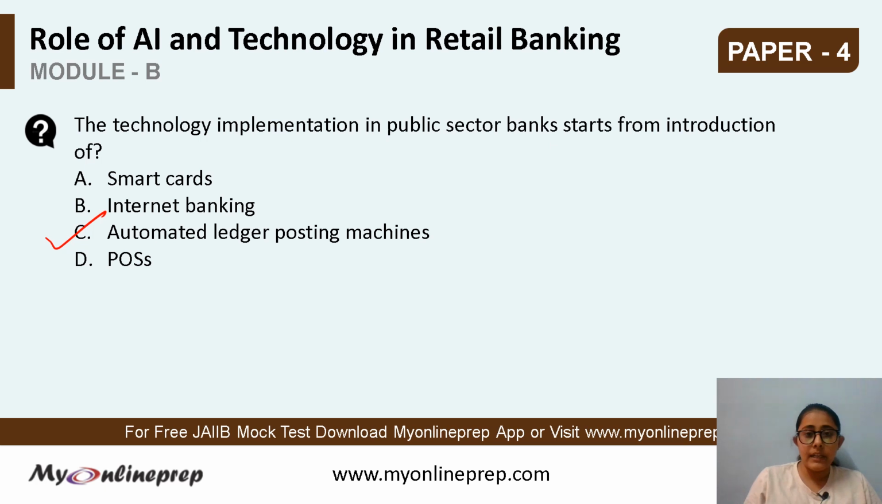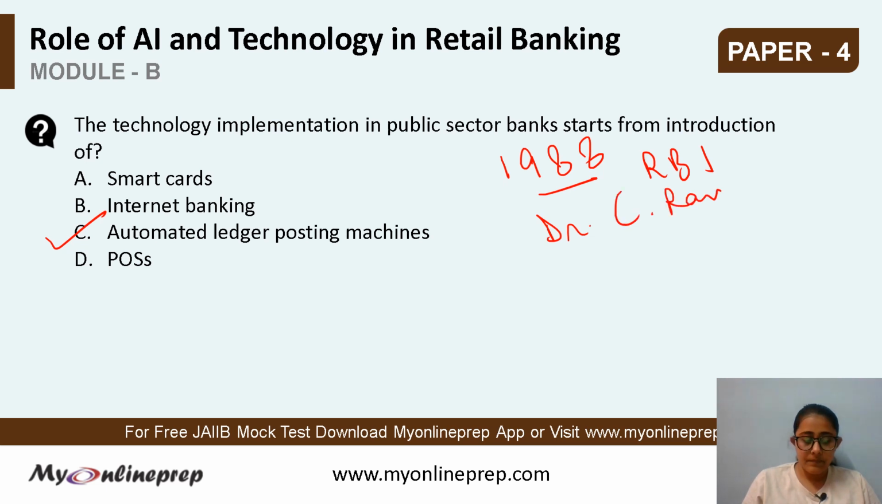If we go into detail, it actually happened in 1988 that the Reserve Bank of India set up a committee for the computerization of the banks, and this committee was headed by Dr. C. Rangarajan. The banks then began using information technology with the introduction of standalone PCs, and then it migrated to the local area network. So the first technology implementation in public sector banks started from the introduction of the ALPM machines, or the automated ledger posting machines. Then came the POS, then internet banking and smart cards. These are the recent developments in the technology sector of banking.